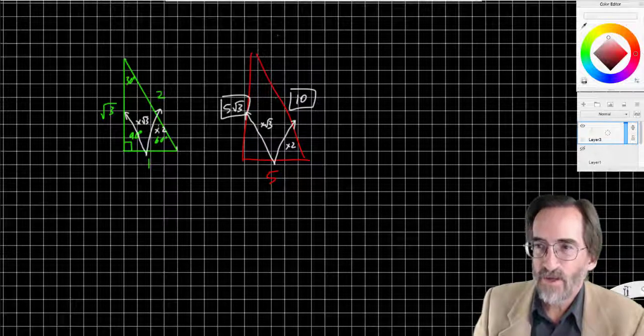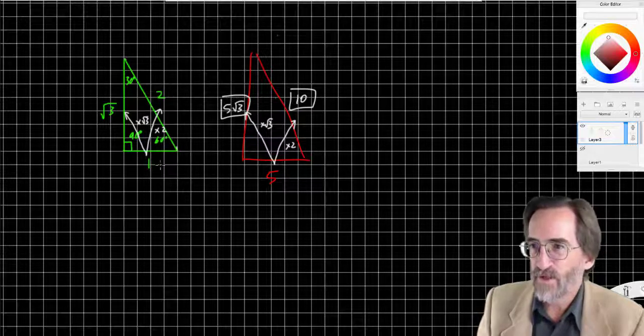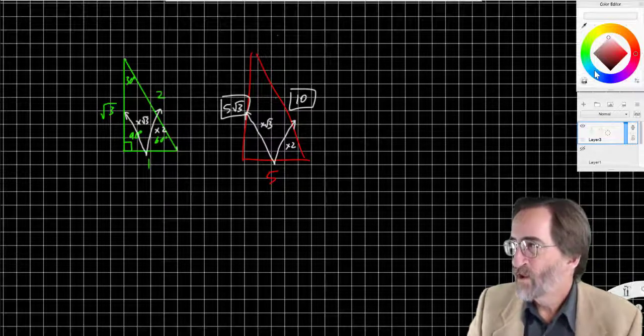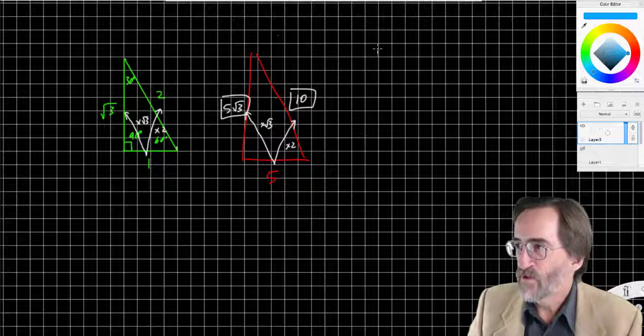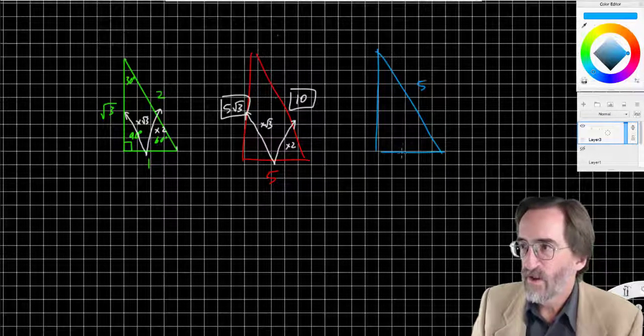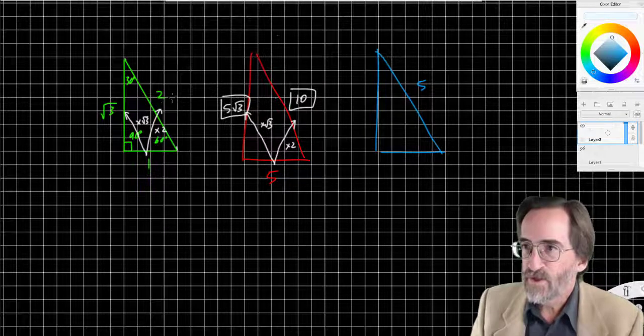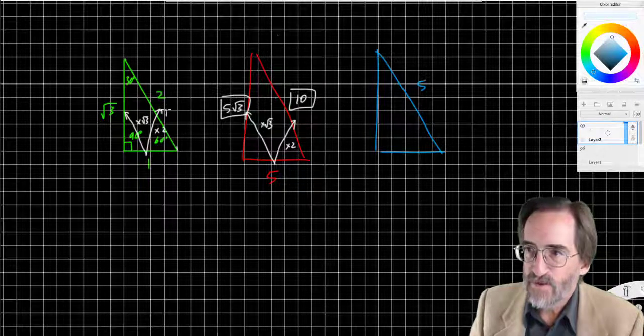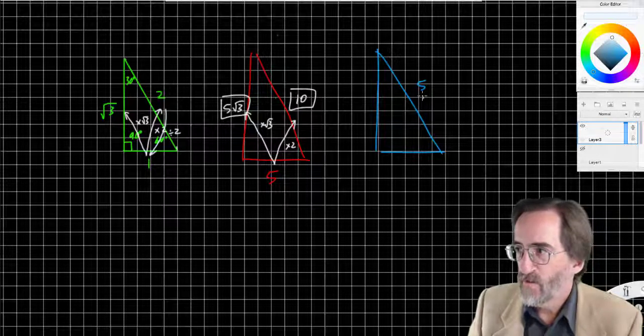Multiply the short leg by 2 to get the hypotenuse. Multiply the short leg by root 3 to get the long leg. Okay? That's one way. Let's do another here. There are 3 possibilities here with this. Let's say now I know the hypotenuse is 5. Well, in order to go from hypotenuse to short leg, I divide by 2. So from hypotenuse to short leg, divide by 2.